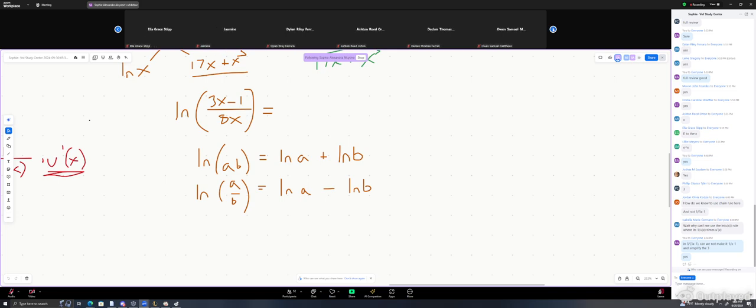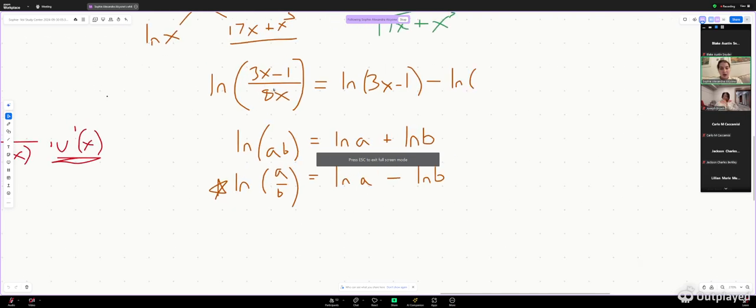we derivate? So actually, I want to use this bottom rule here, and I'm going to rewrite this complicated function that I have up top. So I'm going to say natural log of that top piece minus natural log of the bottom piece.